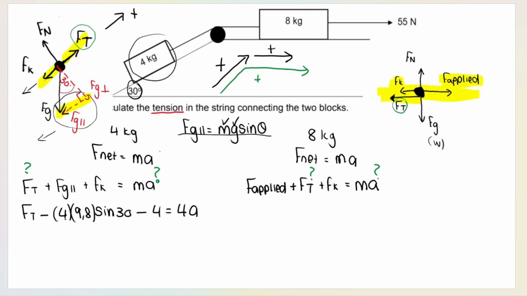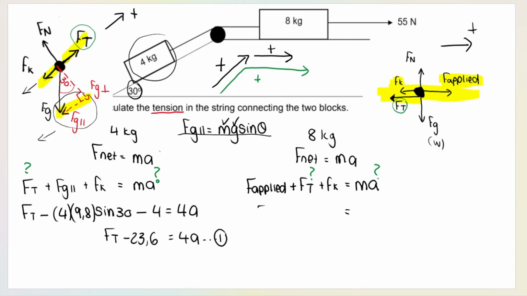I'm going to simplify this equation over here. So I'm just going to put these two terms together because I can simplify it. There we go, I've simplified it, and that is my first equation. Then let's do the 8 kilogram block. Now remember, we took right as positive.